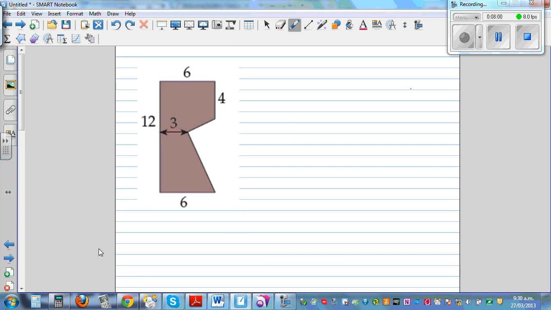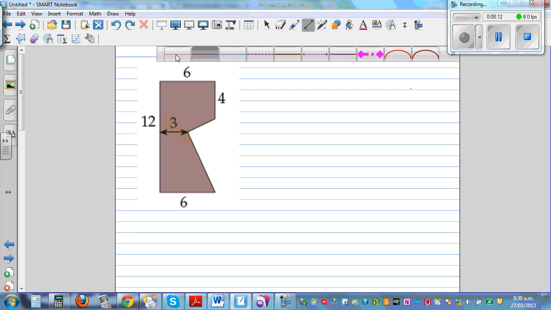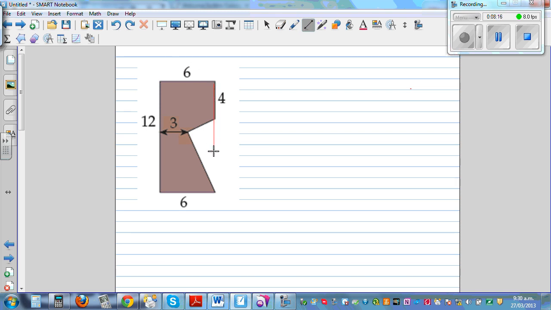Okay, and the next question, I think this is the last question. This is a very complicated shape. You can split this into 2 trapeziums, but then you will have a problem with the trapezium. So I'm going to drop this down. Let us drop this down and see what happens. Now this has become a rectangle.